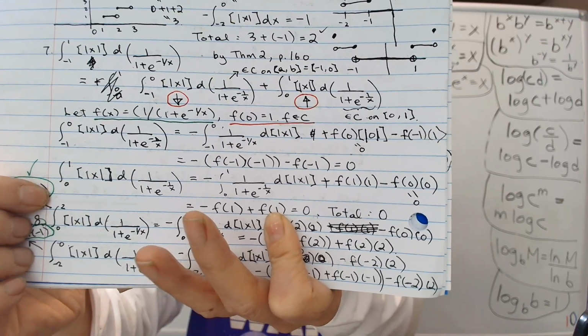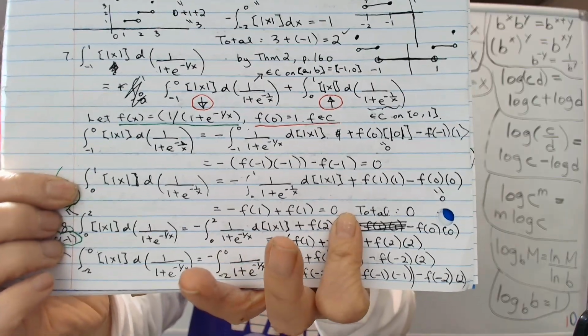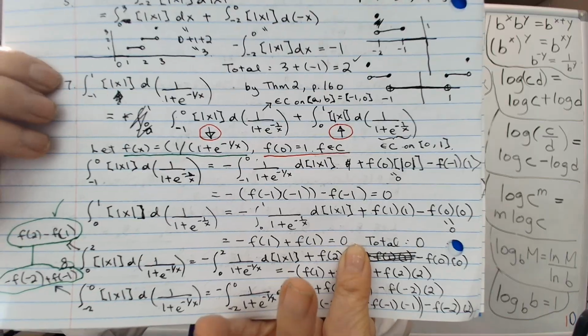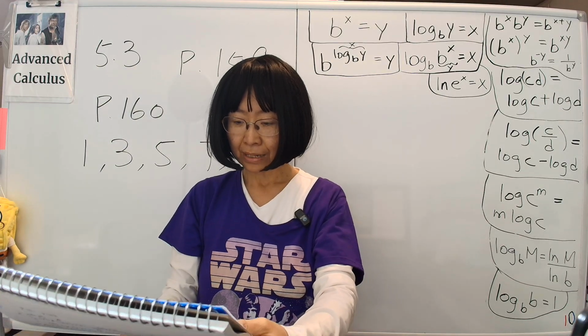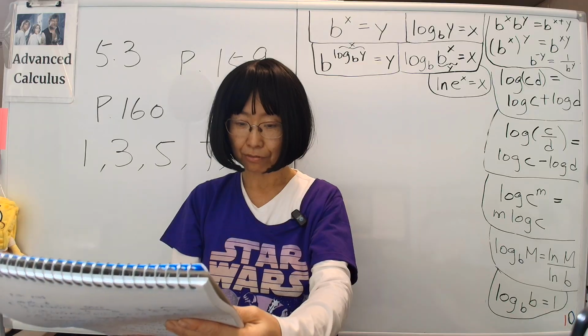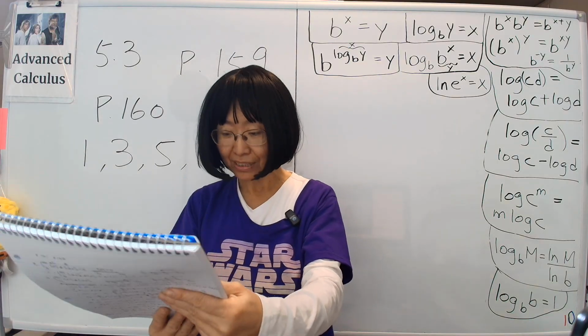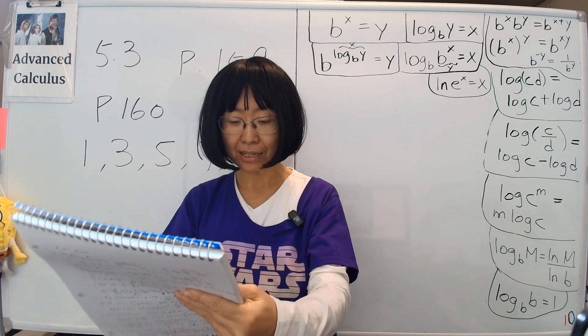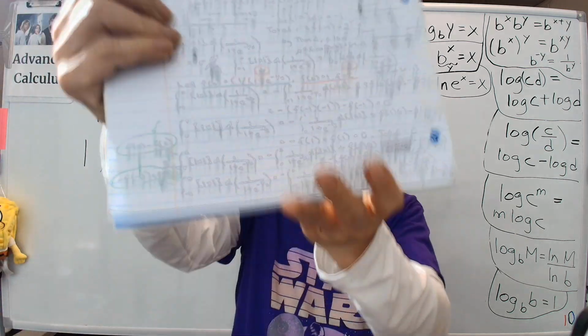And this one from 0 to 1, which is also 0. So the total is 0, which checks out with the answer at the end of the book. The answer really is 0. Next we'll do problem 8, which is exactly the same as problem 7, except that now we're integrating from -2 to 2 instead. Okay, so that's what I did.